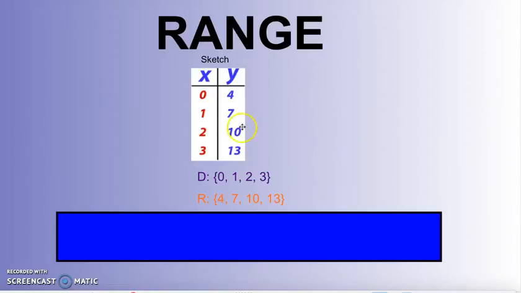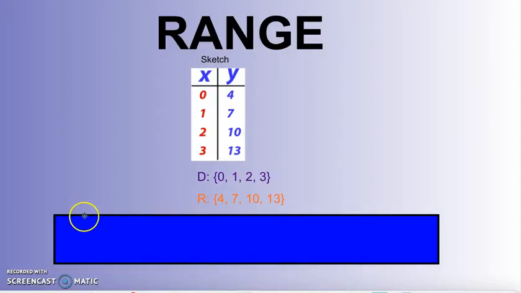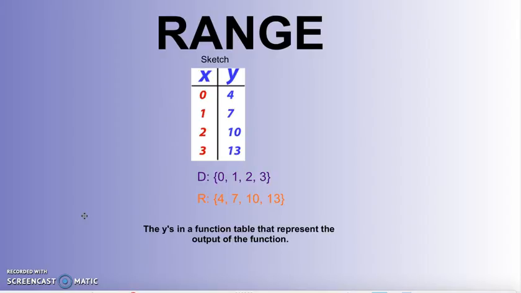Our next word is range, and R stands for range, so this is a sketch of range for this function table. So what's the definition of range? So remember, write down the word range and record maybe like a definition that you feel that it is, or just some words that help you remember what range is. And then we're going to compare answers in just a moment. Okay, so let's see our answer. And here's what I have. The y's in a function table that represents the output of the function.